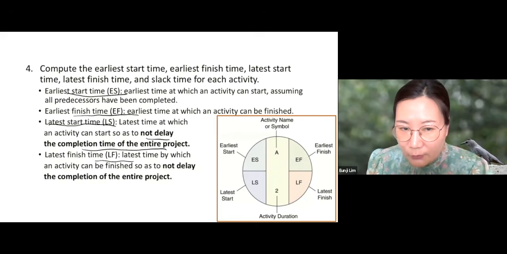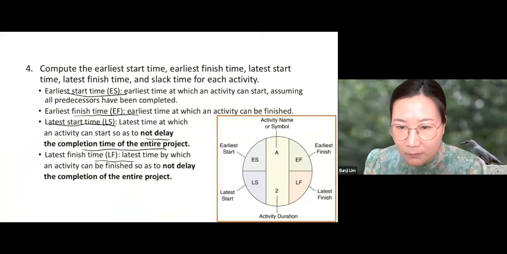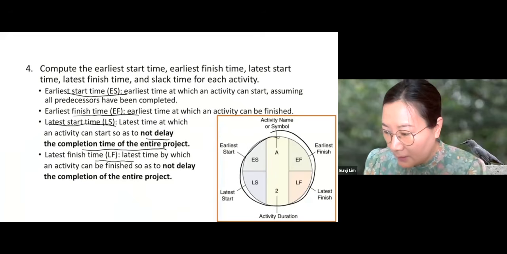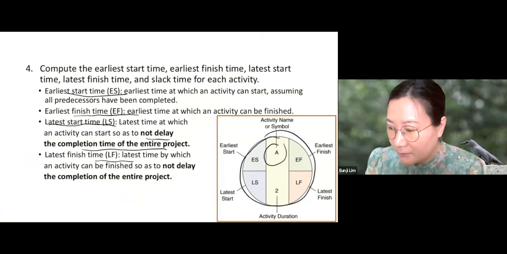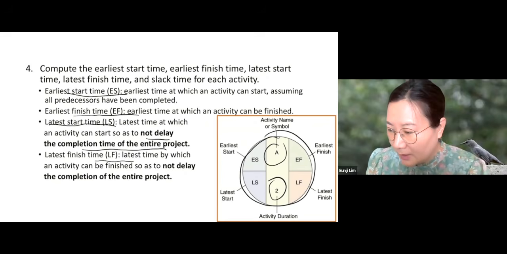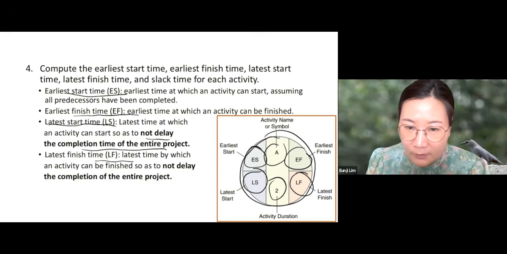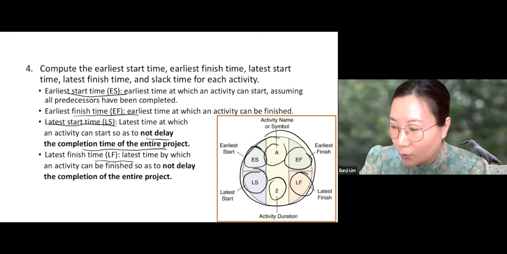Now, to compute these, we're going to use the activity on node network. For each activity, we're going to draw a circle like this. On top, we're going to put the name of the activity. In the lower part, we're going to put the duration of this activity. On the upper left part, we're going to put the earliest start time. In the upper right part, the earliest finish time. In the lower left part, the latest start time. And in the lower right part, the latest finish time. And we're going to fill out these circles for all the activities.